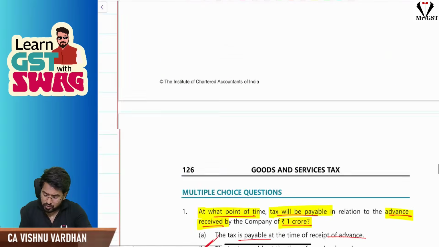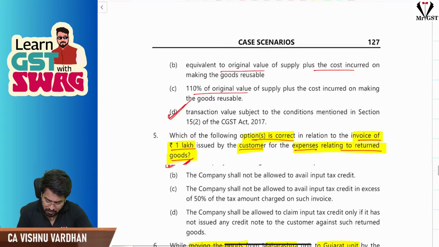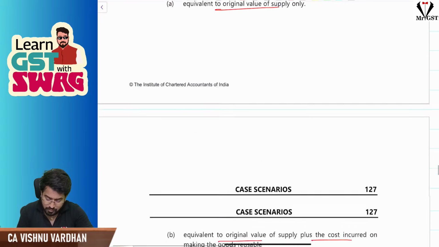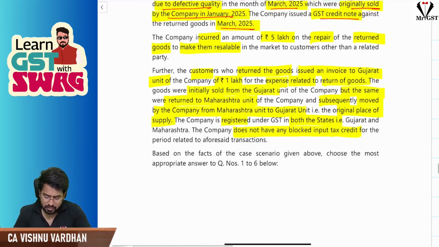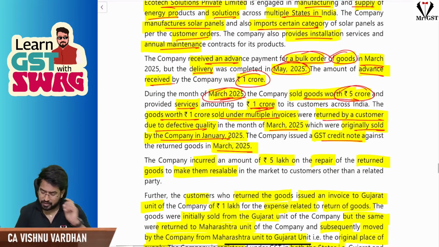There was one question actually regarding the credit note. If you see, the company has an option to issue a single credit note. There is no need of issuing only commercial credit notes. So yes, they can issue a single credit note because the goods are returned.